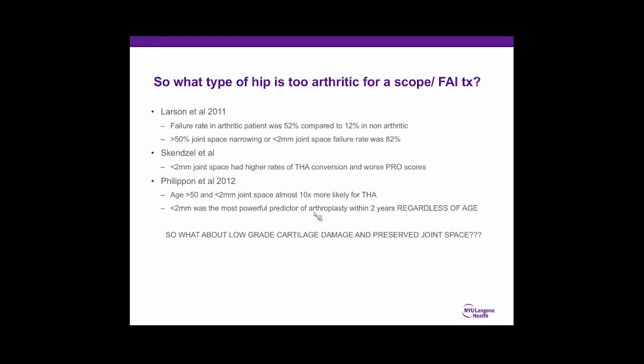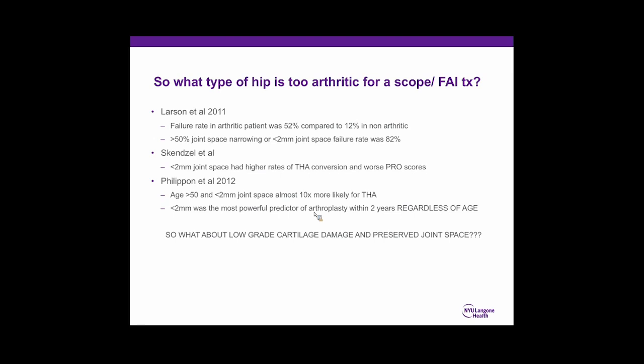So what type of hip is too arthritic for an arthroscopy or for FAI treatment? Larson looked at his series, and the failure rate in an arthritic patient was about 52% compared to 12% in the non-arthritic, and he found a greater than 50% joint space narrowing or less than 2 millimeter joint space. The failure rate was about 82%. These are really important numbers. Another study by Skendzel et al. found that less than 2 millimeter joint space had high rates of total hip conversion.